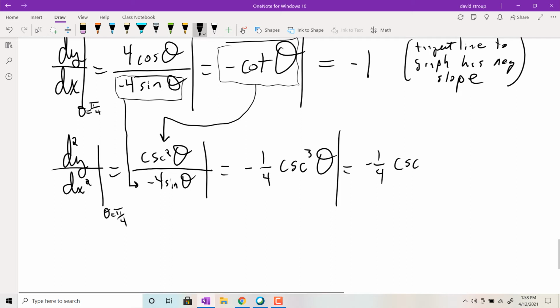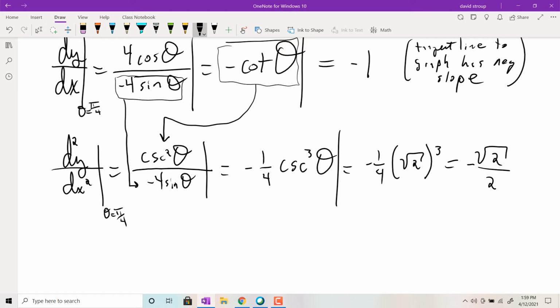Cosecant of pi over 4 is radical 2, just from trig. And so what we'll get is radical 2 cubed. Radical 2 cubed is 2 root 2. So you end up with negative root 2 over 2, believe it or not. And that would imply the curve, whatever it is, is concave down in an interval around this point. Okay, so concave down.